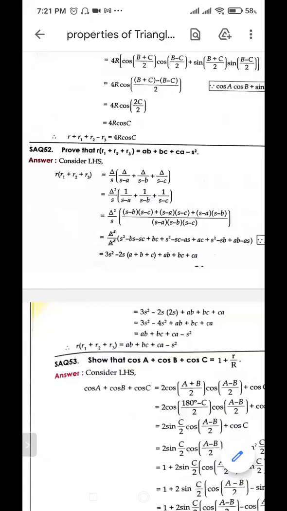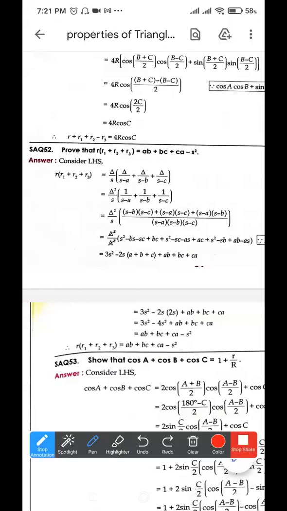So in this question, we have to prove that r = r1 + r2 + r3. So what is r? r is nothing but delta by s, and r1 is nothing but delta by s minus a. r2 is nothing but delta by s minus b, and r3 is nothing but delta by s minus c.